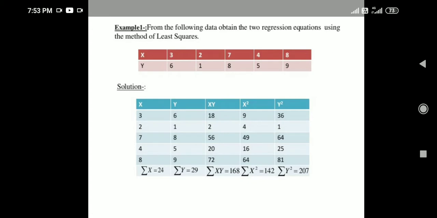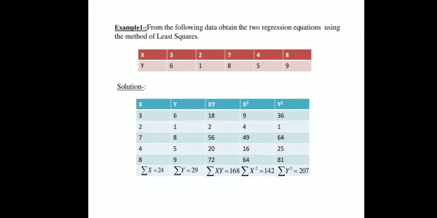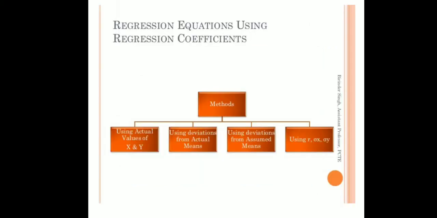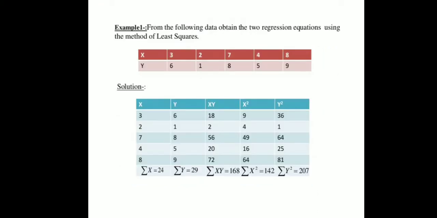Let us take up one example here. From the following data, obtain the two regression equations using the method of least squares. Very simple example. The x values are given as 3, 2, 7, 4, 8, and the y values are given as 6, 1, 8, 5, 9. Now the solution: write the x values and y values in vertical columns, and take the product of them. This is a direct method.